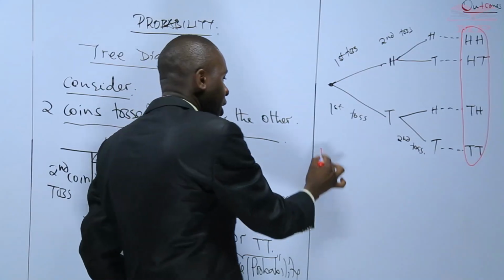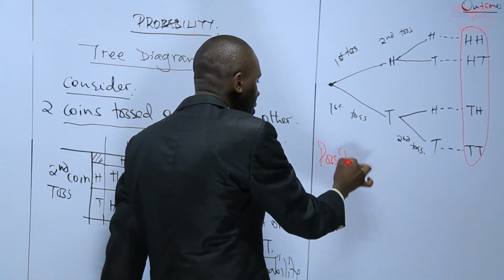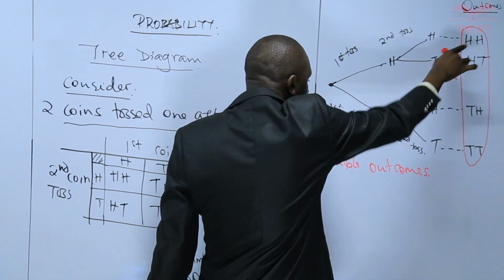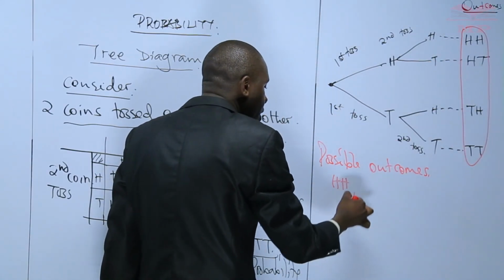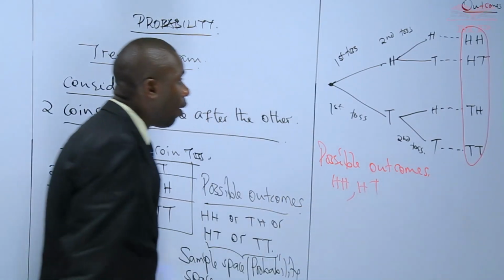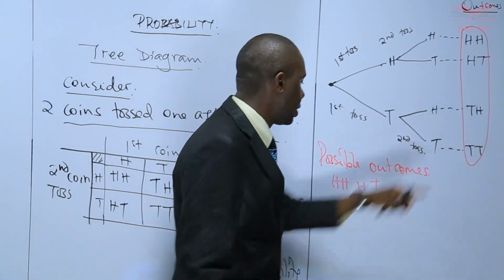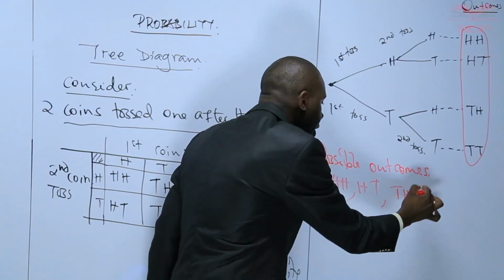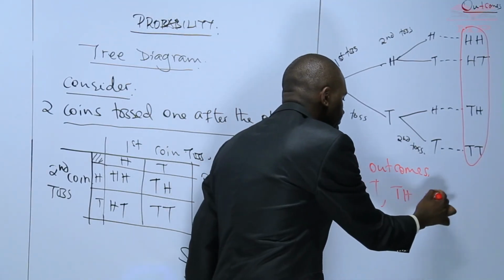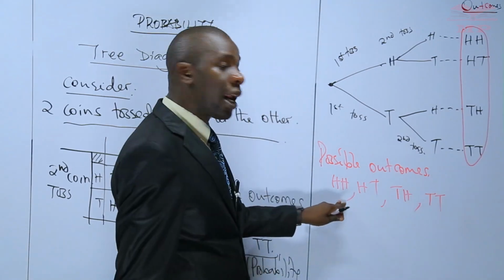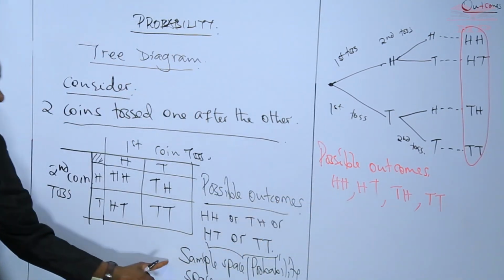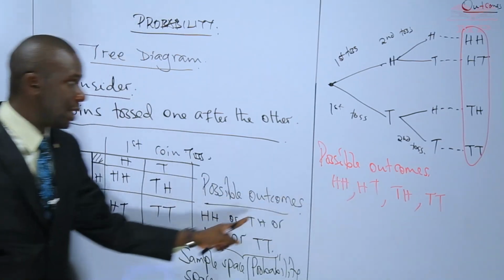So we can therefore say that the possible outcomes in that case are head, head, or followed by head, tail, or followed by tail, head, or followed lastly by tail, tail. So these are our possible outcomes. Now you can see that I've had similar outcomes in both instances.